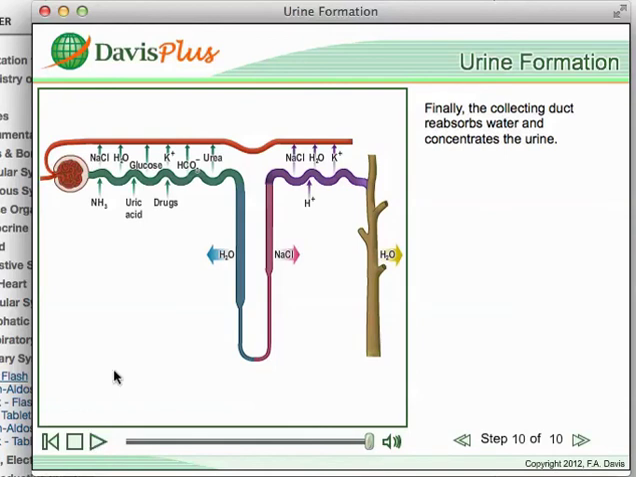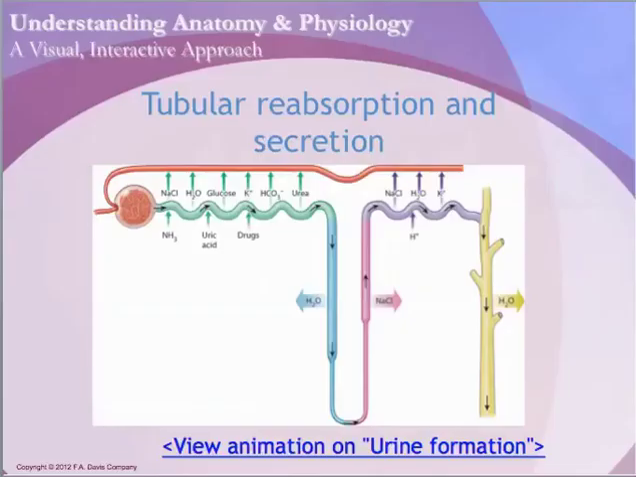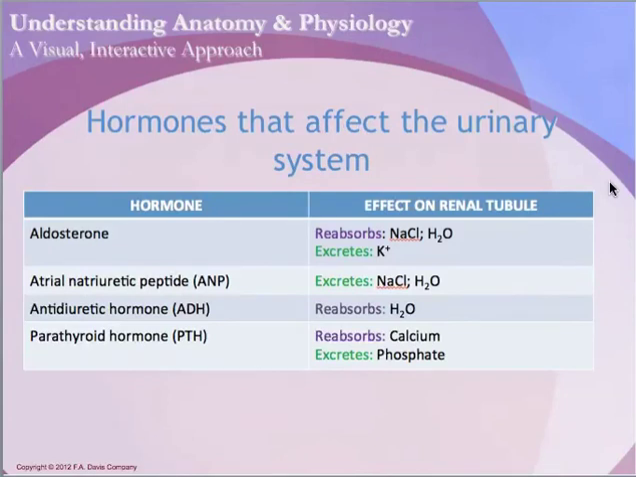So once it really hits the collecting duct, it's what we call urine. The rest of when it's all in here is considered filtrate. So tubular reabsorption and tubular secretion are really happening simultaneously. So here are the main hormones that affect the urinary system. The first three are the ones that I want you to know and that we've already talked about on multiple occasions. So you need to know exactly what they do and how they affect the renal tubule and the amount of urine formation.